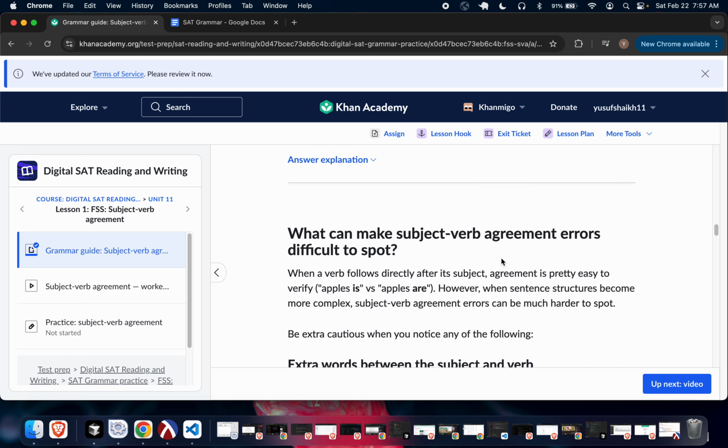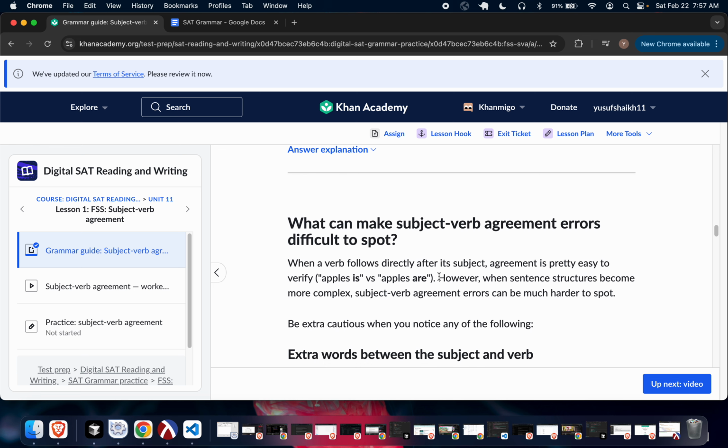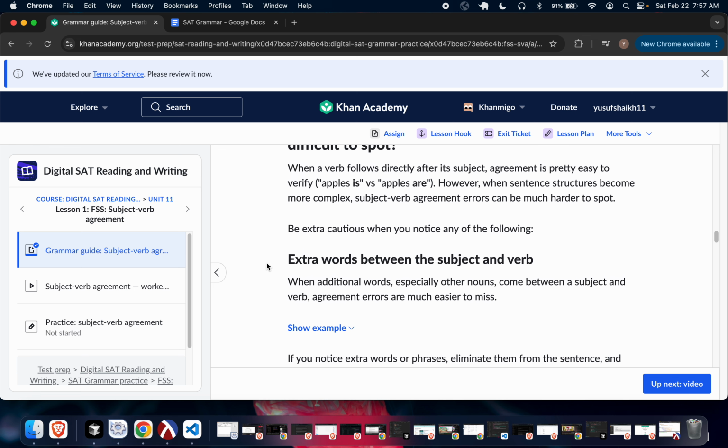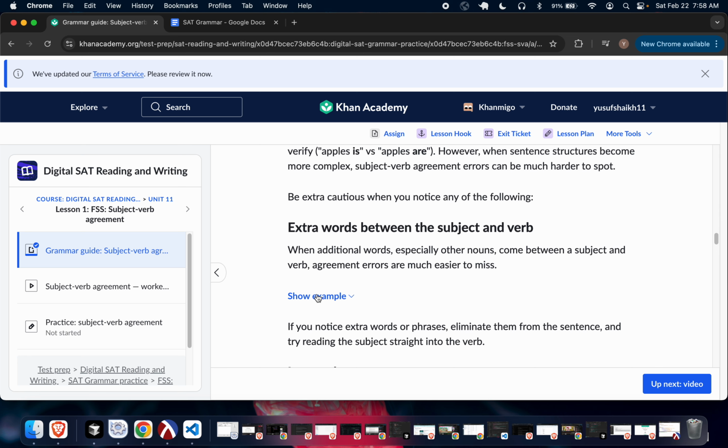What can make subject-verb agreement errors difficult to spot? When a verb follows directly after a subject, agreement is pretty easy to verify. So in the previous example, where we had "apples is different from oranges" versus "apples are different from oranges," it's pretty easy to tell the difference. However, when a sentence structure becomes more complex, subject-verb agreement can become much harder to spot. Sometimes you'll have extra words between the subject and the verb. When additional words, especially other nouns, come between a subject and a verb, agreement errors are much easier to miss.